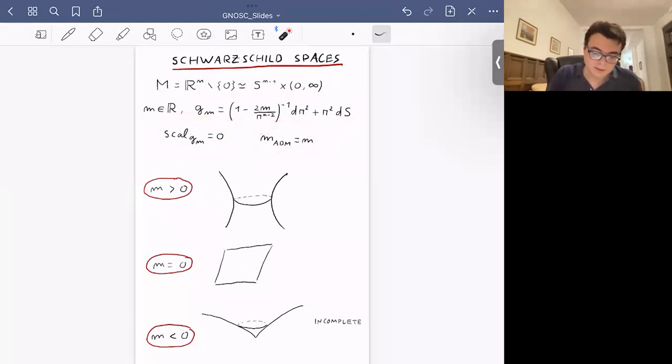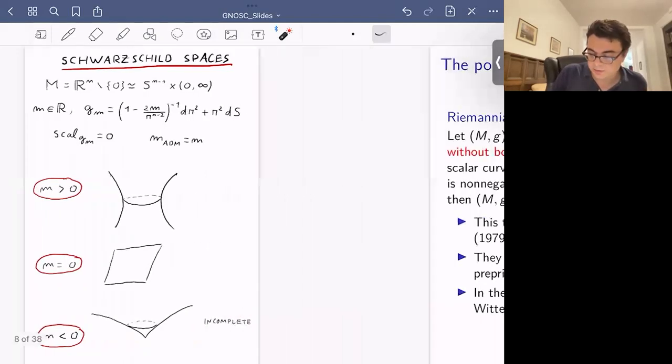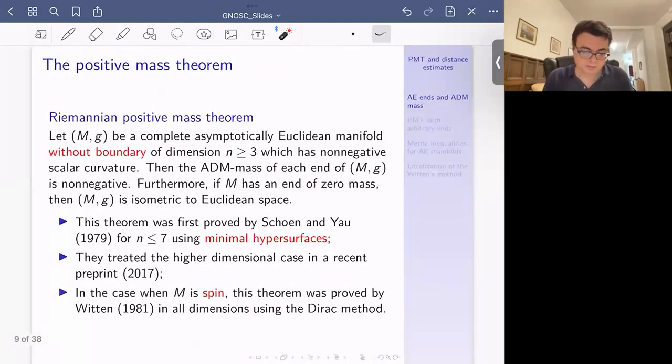And now, this is the Schwarzschild space of positive mass. Here is the zero mass one, which is just R^n, and here is the Schwarzschild space of negative mass. So this is incomplete. All right. So now let me formulate the positive mass theorem.